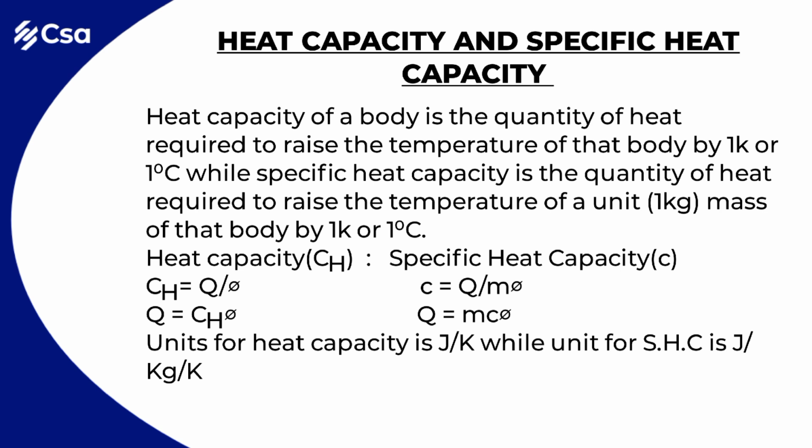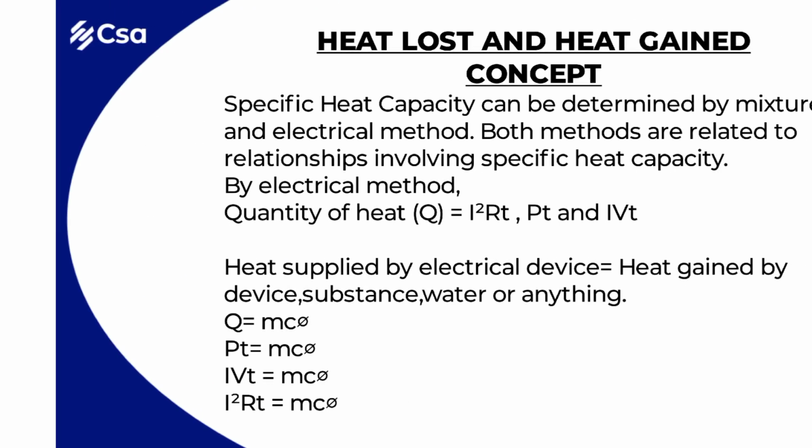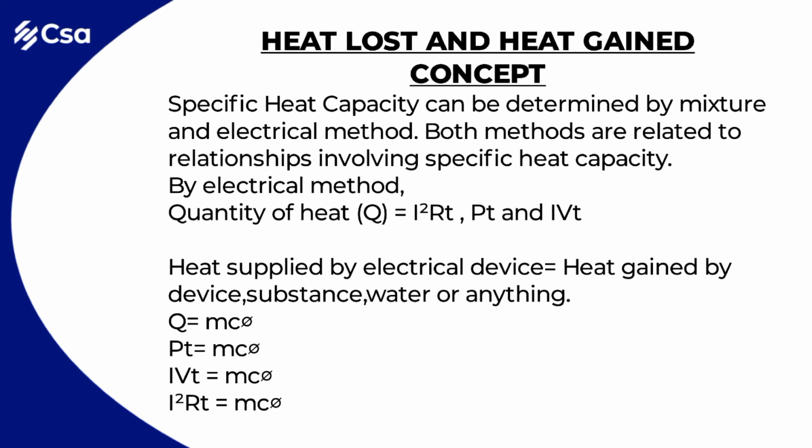Now, let us dive into the second outline. Understanding heat loss and heat gain concept. Specific heat capacity can be determined by mixture method and electrical method. Both methods are related to the relationships involving specific heat capacity. What this means is that both are applied based on the parameters given in the equation.